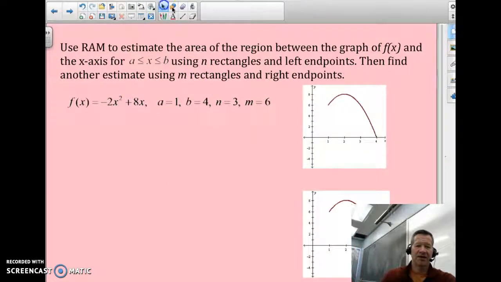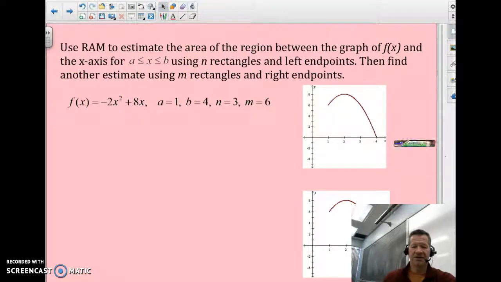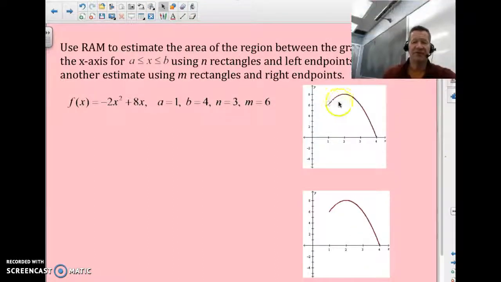Now, I'm going to stop the tape here and start a second video. On the second video, we're going to find out what if I wanted you to estimate Riemann approximations using left endpoints and right endpoints? See you then.